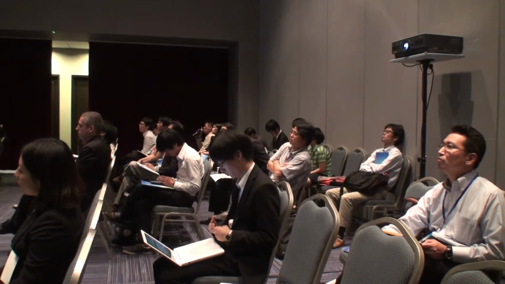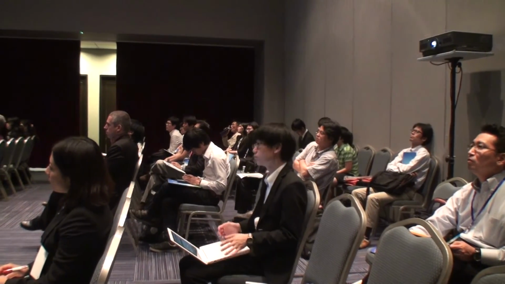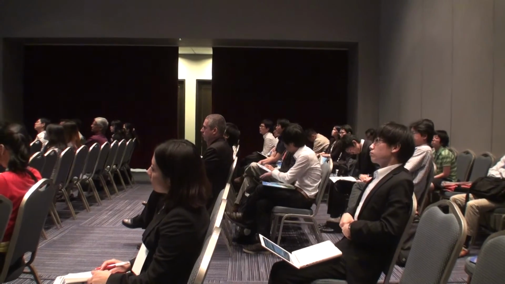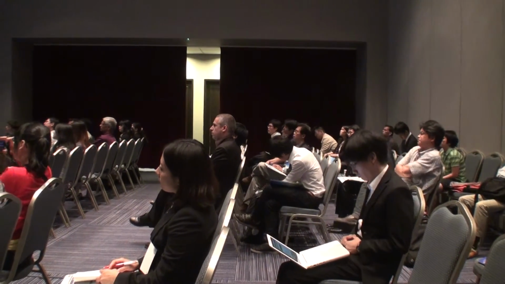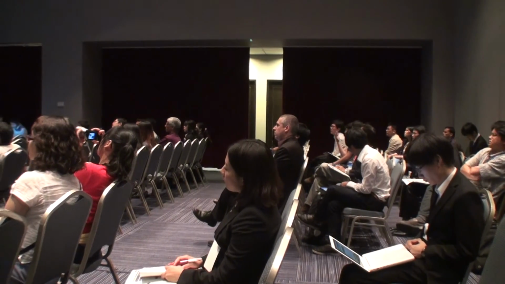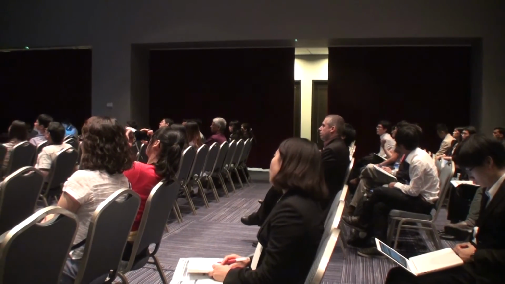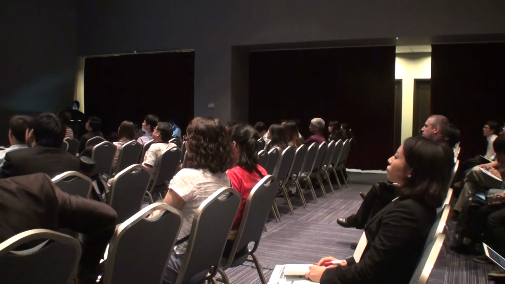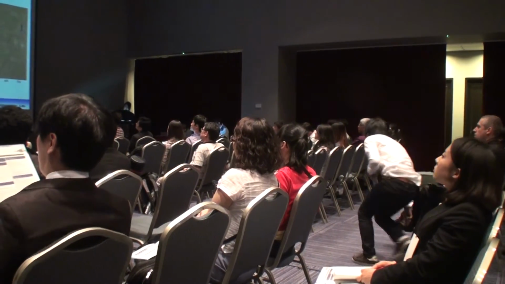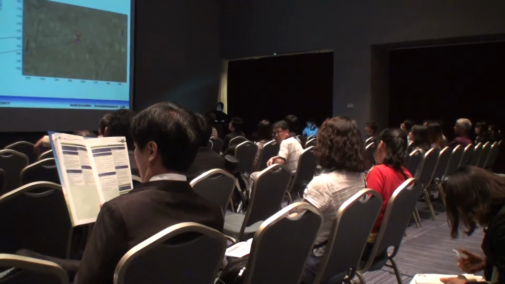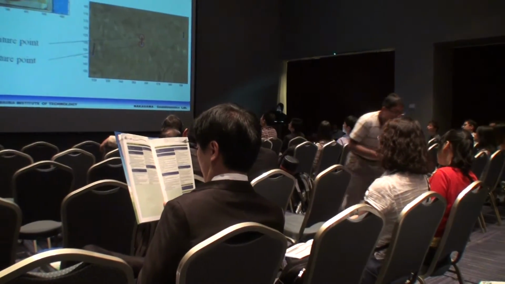Here's the result. Here's the feature tracking result. In the right picture, the black cross is the previous feature point, and the blue circle is the tracked feature point. And we can get optical flow, as you can see.